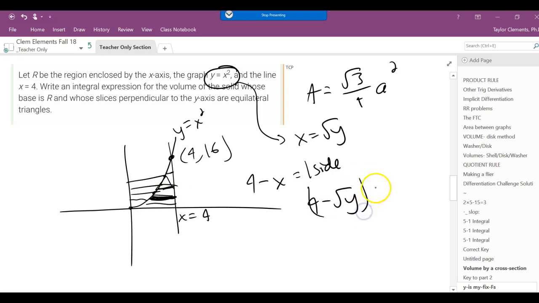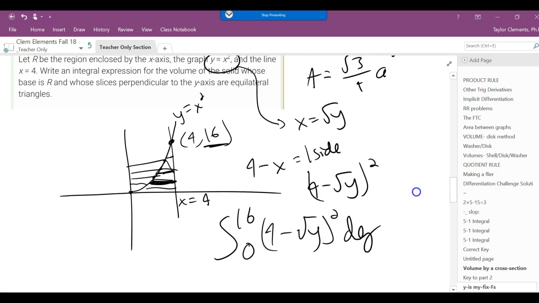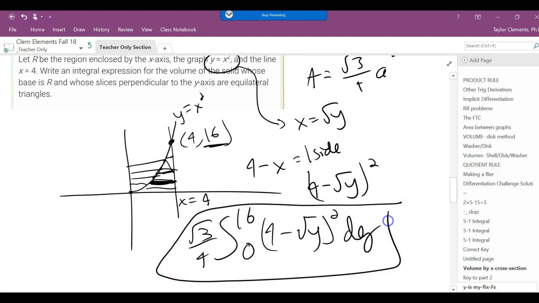So that's squared. Going from 0 to, now careful, doing horizontal. So this is actually going to 16. So let me put it all down here. 0 to 16 of 4 minus square root of y, all squared. And y, don't forget, of course, that it was square root of 3 over 4. Okay.